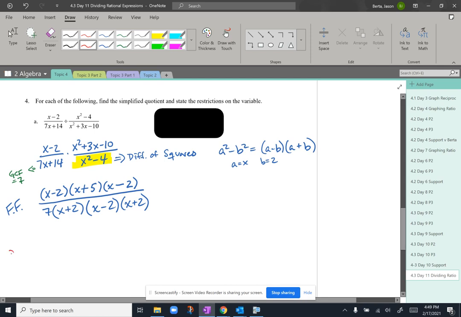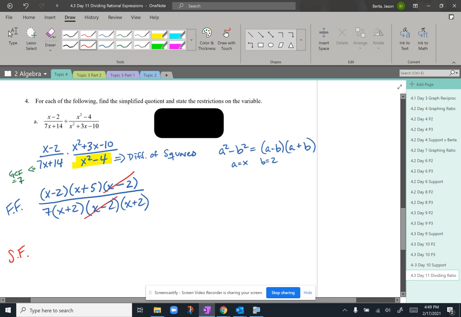And now let's go to our simplified form. I see that I've got x minus 2 in both the numerator and denominator. And that's actually all I can do. I've got an x plus 5 only in the numerator, x minus 2 only in the numerator, and then a couple of x plus 2's only in the denominator, and then I've got a 7.